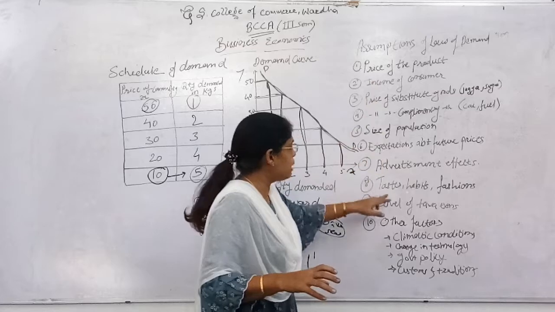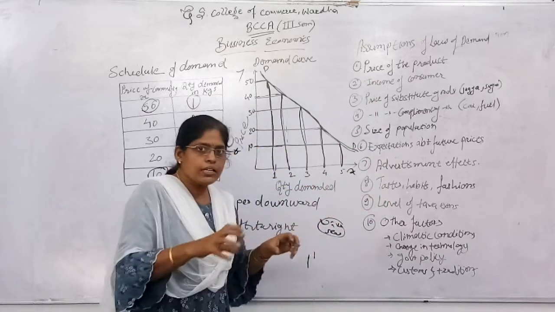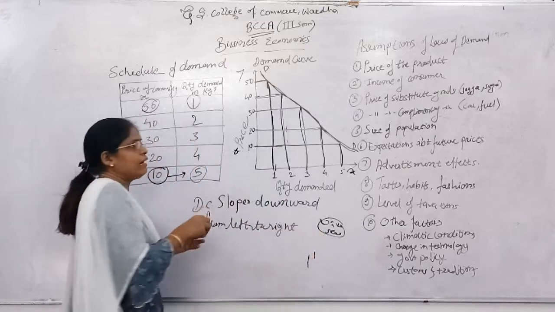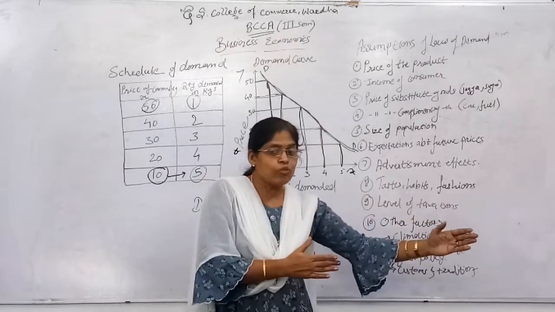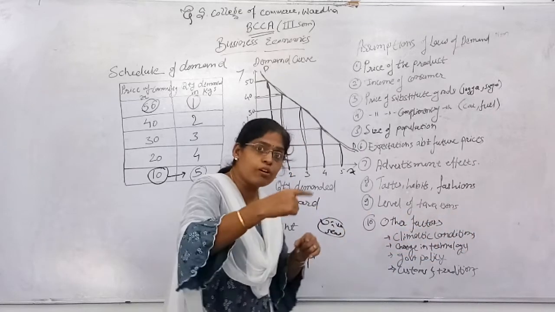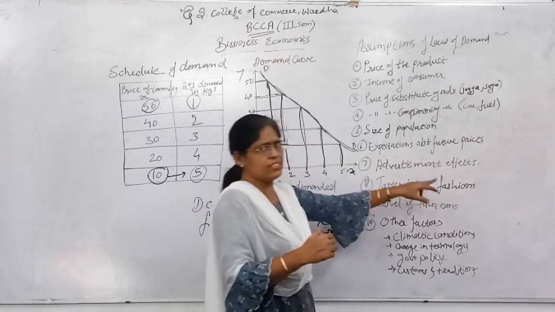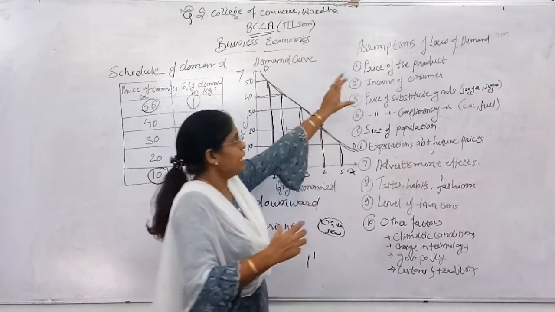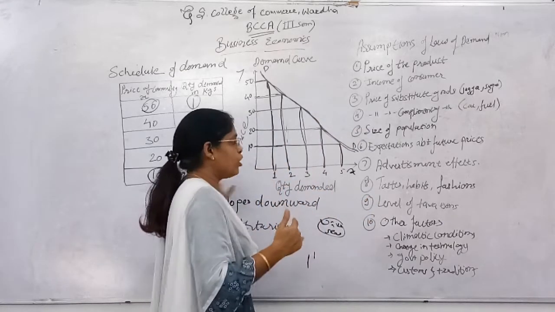So how is the law of demand applicable in these cases? Take taste: college-going students like more pizzas, but older people, of 30 to 45 age, prefer chapatis. So taste, habits and fashions play a little bit of role in the law of demand. It depends upon the price and demand of the product.